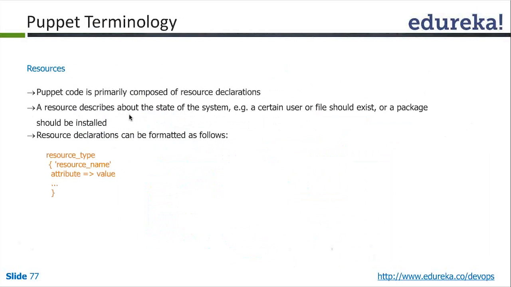A resource describes the state of the system. For example, a certain user or file should exist, or a package should be installed. A resource is anything. It could be a configuration file, or a package that needs to exist on a particular node. You need to declare this on your server side before it can be applied to your client side.